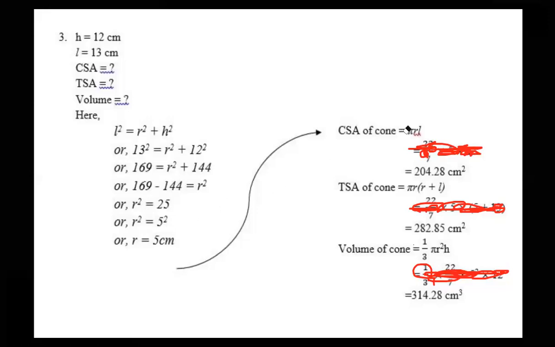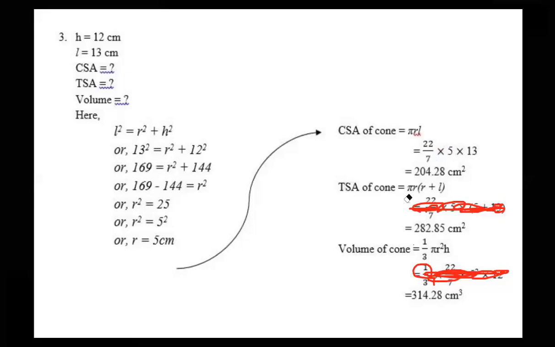After getting the radius as 5 centimeter, we need to find out CSA. What is the formula of CSA? Pi RL. Pi means 22 by 7, the radius we found just now is 5 centimeter, and the slant height L is 13. Put the values and we get 204.28.